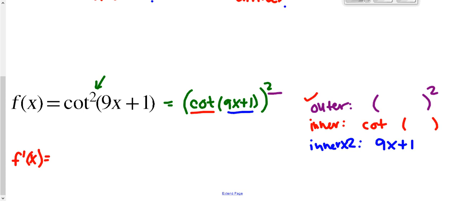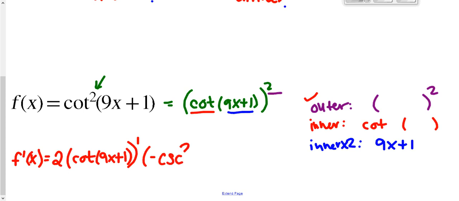We start with the outer. The outer is the squared. So we bring the 2 down. We write exactly what we see. Remember, we're going to leave all this inside alone while we're dealing with what's outside. That goes down to the first power. So we've done the derivative of the squared. Now the next inner is cotangent. So the derivative of cotangent, it's going to be negative. So we're going to have times negative cosecant squared of, we leave the 9x plus 1 alone still.